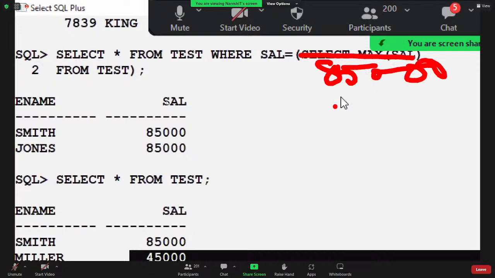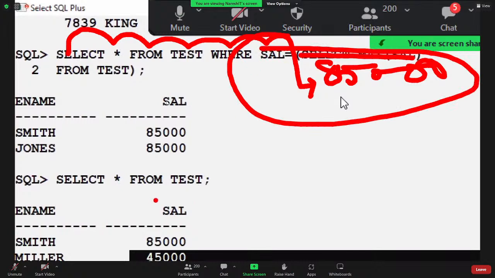This inner query result, 85,000, I again compare with the outer query. What is the outer query? Select star from table name where salary is equal to 85,000. And this condition is again checked against how many values? 6 values. The inner query comparison runs 6 times to return the max value. After retrieving the max value, again comparing with your outer query, how much here? 6 times. So 6 plus 6, how much? 12 times.